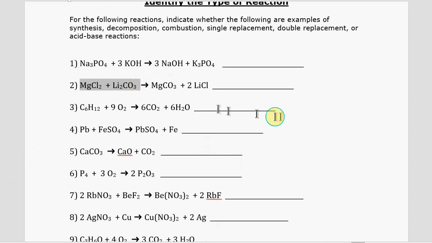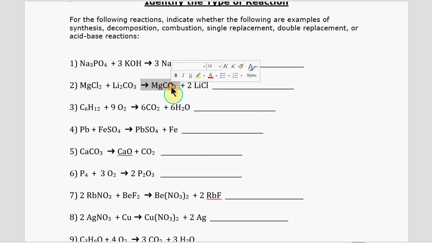So here's an example of this. I have two compounds on the left, magnesium chloride and lithium carbonate. The magnesium and the lithium will trade positions. Turns out that the magnesium carbonate will form a precipitate, insoluble in water, and then the lithium chloride will be soluble in water, and that's how you would separate those.